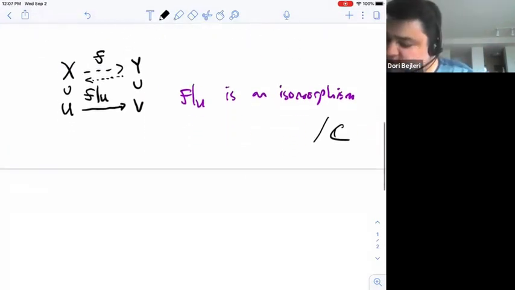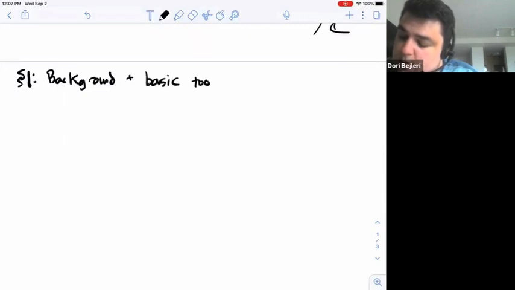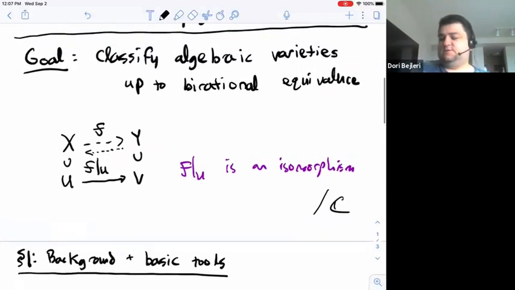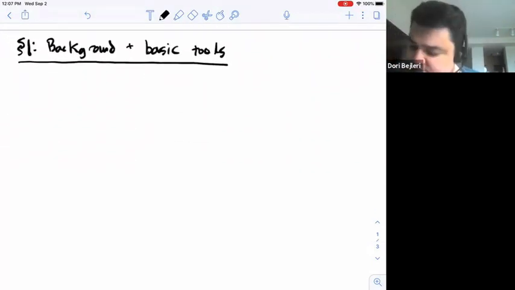Okay, so let's start with some background and basic tools just to get us all on the same page. So the first natural question, once you've asked this classification, is how do you produce birational maps? So let's recall our two main tools for producing birational maps. We have blowups.